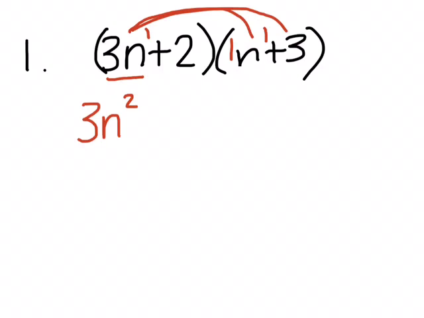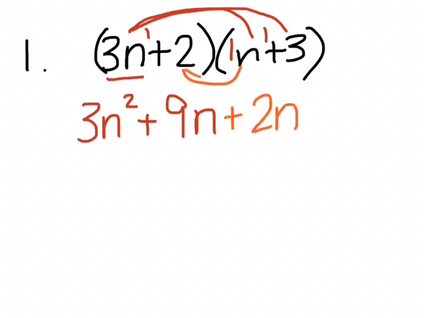And then we need to do 3n times positive 3. 3n times positive 3 is positive 9n. 3 times 3 is 9. We need that n in there. Then we need to do the same with the 2. We need to double distribute the 2. We need to distribute the 2 times 1n. 2 times 1n is 2n. And 2 times 3 is 6.